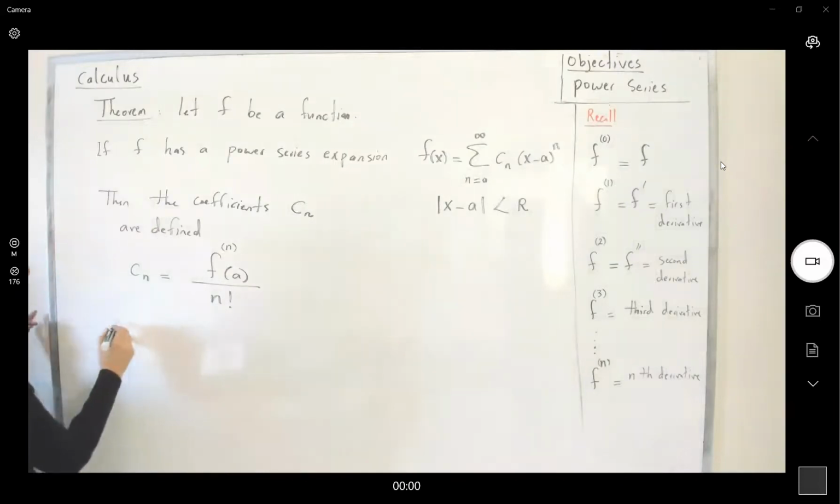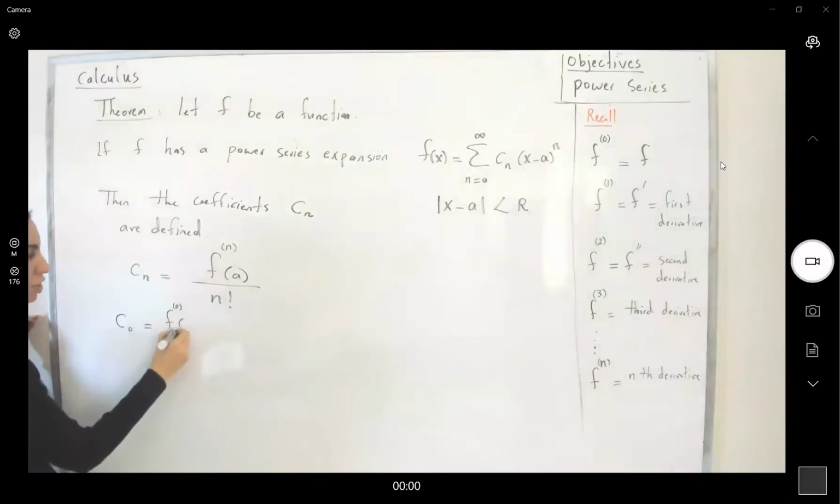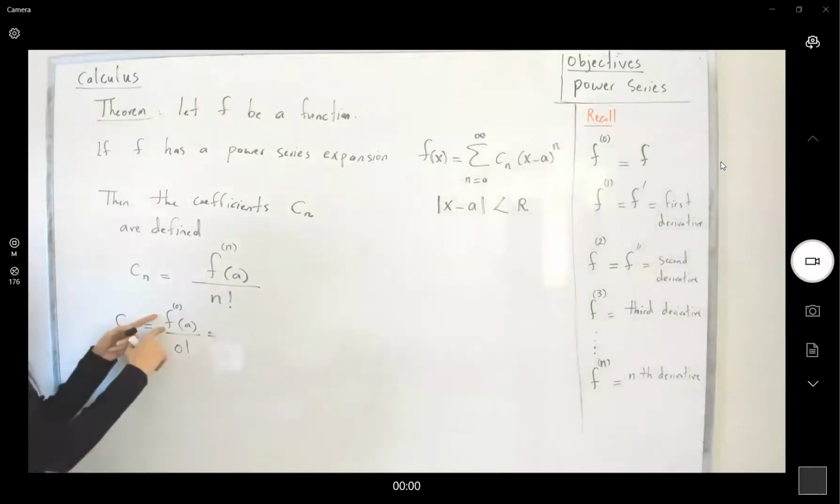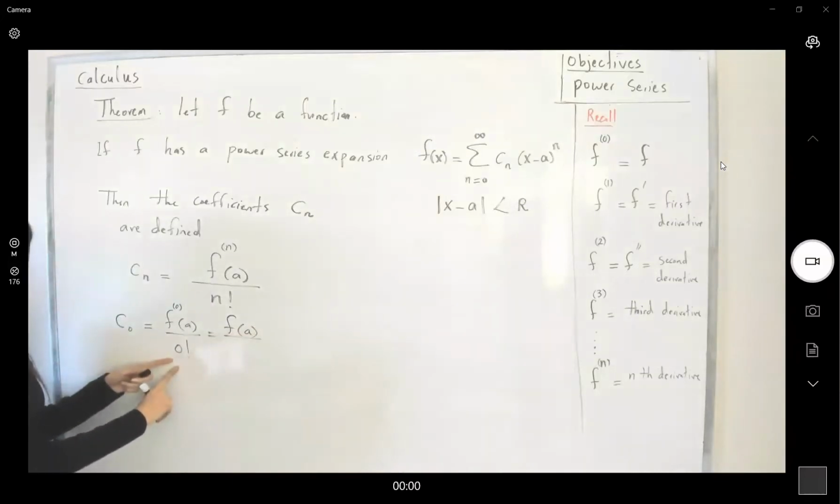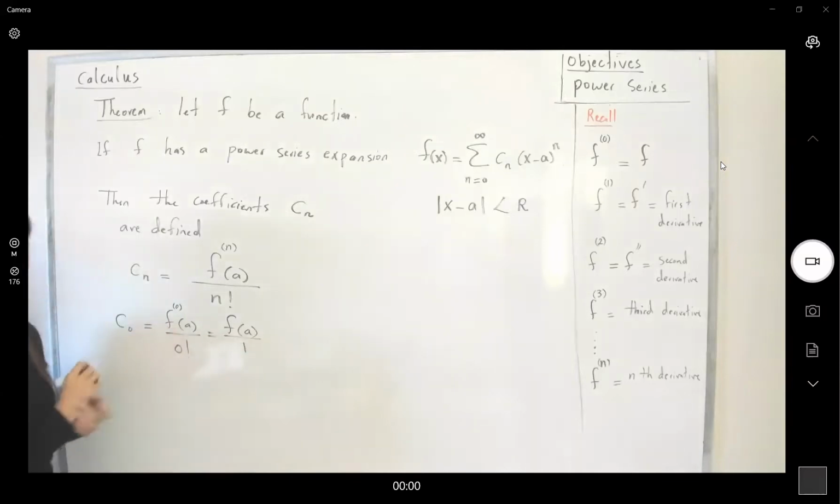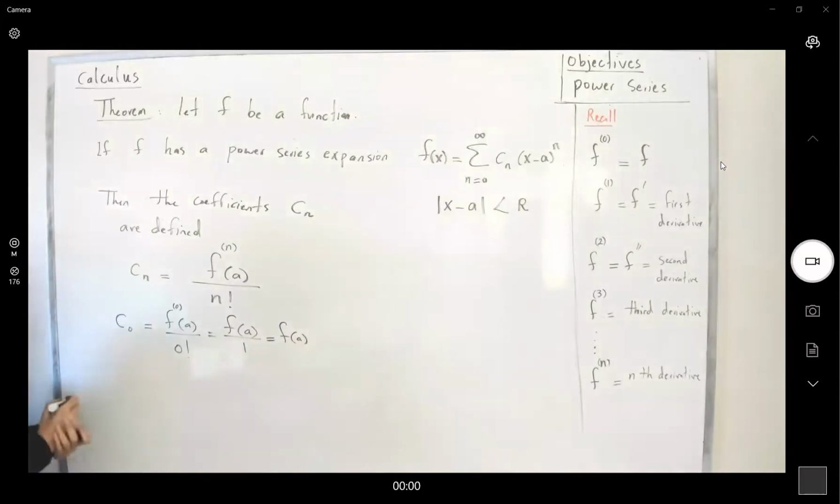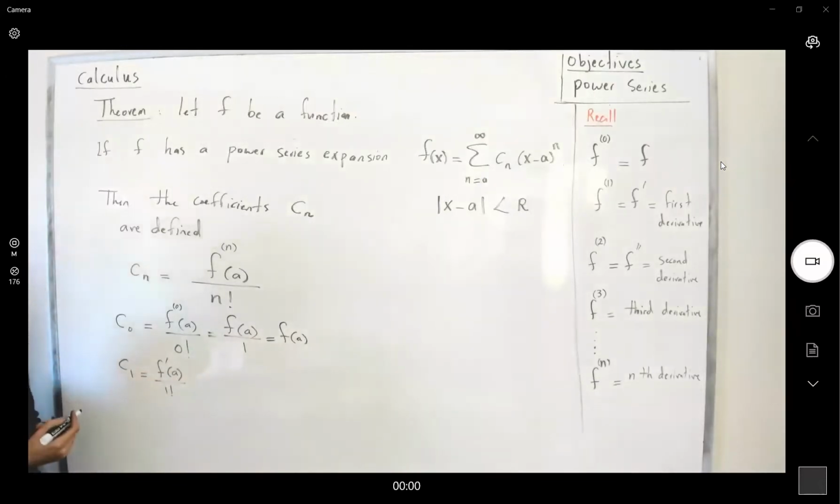So C sub 0 is equal to the zeroth derivative of the function at a divided by 0 factorial. Very well. So we know that the zeroth derivative is equal to function f, and we also know that 0 factorial by convention is defined as 1. So this is equal to f of a. C sub 1 is the first derivative of the function evaluated at a divided by 1 factorial, or f prime of a just divided by 1, or f prime of a.